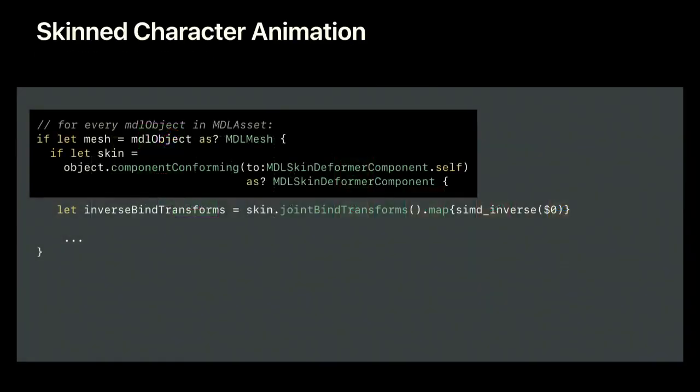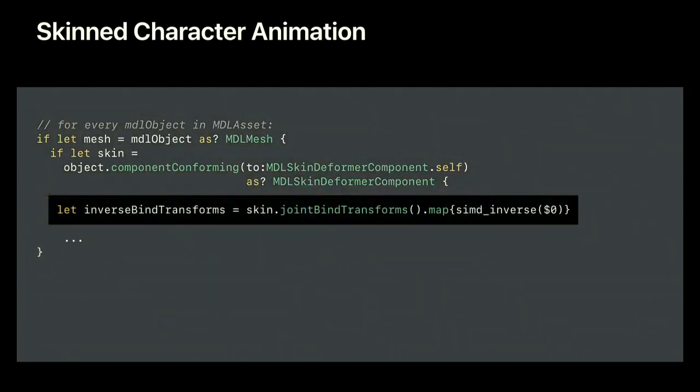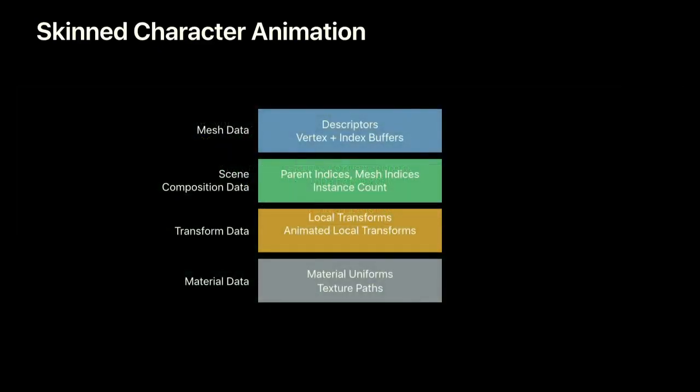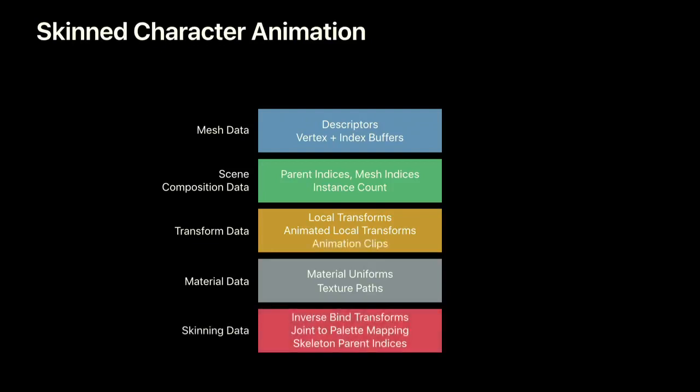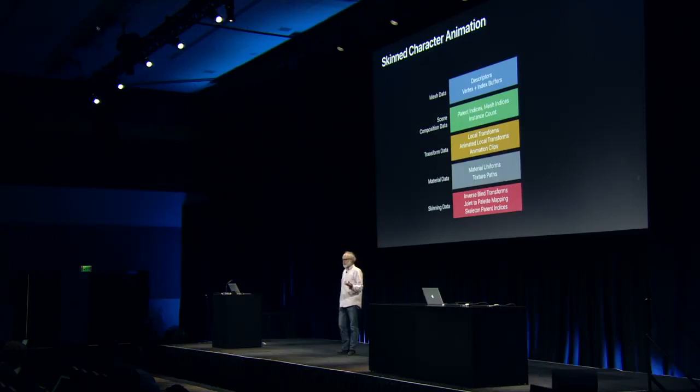So in code, it looks very much like what we've seen before. We're going to go through the object and find out if the object has skin. The skin, corresponding to the skeleton, et cetera, is encoded in Model I/O's new MDL skin deformer component. So if we found a skin deformer component, we're once again going to take advantage of this Swift map closure to take the joint bind transforms that Model I/O read from the file and stored. We're going to use the SIMD inverse to invert all of them, because that's what the math needs, and store it in the array. And then here's all the data that we've stored to date. And we're going to put out the skeletal data, the inverse bind transforms, and the joint to palette mapping, and the skeleton parent indices.